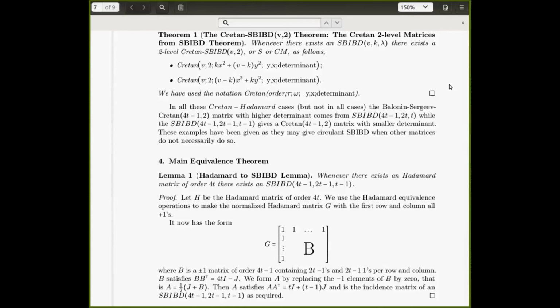Now, we notice in all the Cretan Hadamard cases, but not all of them, this Cretan matrix gives the higher determinant. This one gives a lower determinant. I don't know why that should happen, but it does. Well, of course, then we say, we know that the Hadamard matrix is equivalent to the SBIBD. That's from the time of Todd and Paley in 1933, so it's not exactly new. Down, please.